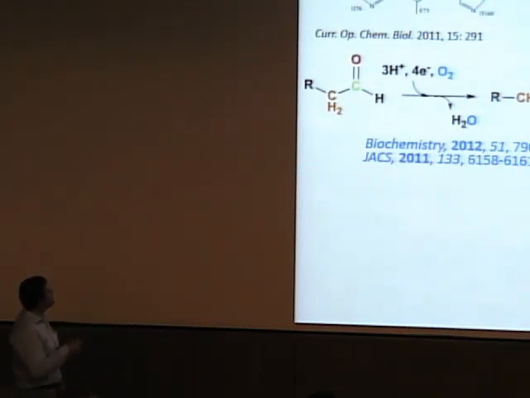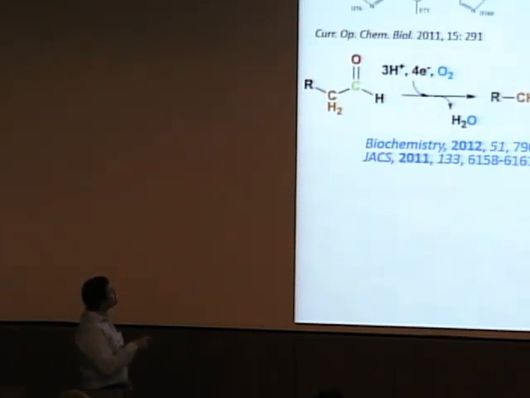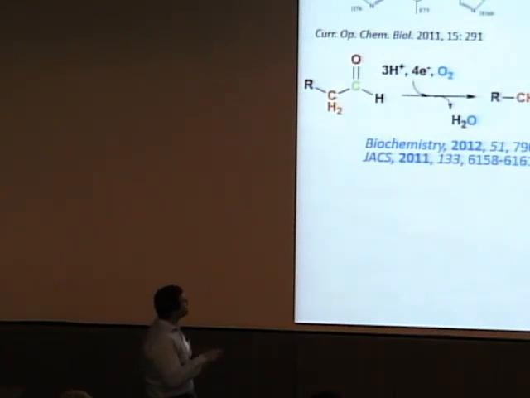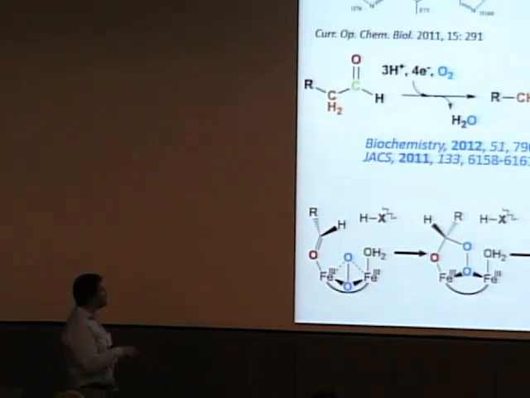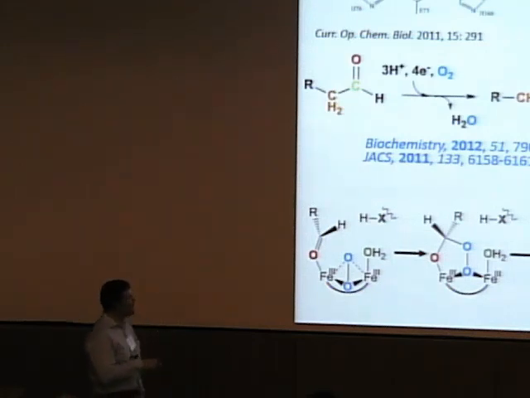It is the enzyme that will take aldehydes. It will use molecular oxygen electrons, releasing water, decarboxylated with the release of formate. So there is a very intriguing chemistry proposed for this enzyme. So the question is, what can Raman do for you? Can we look and can we identify any of these intermediates?